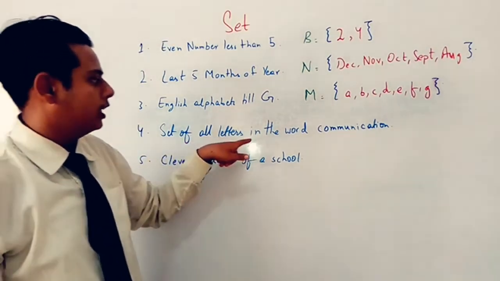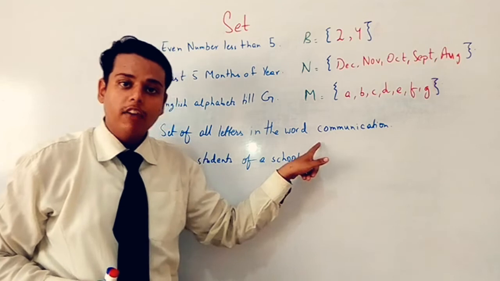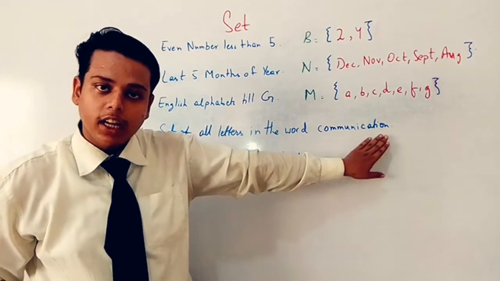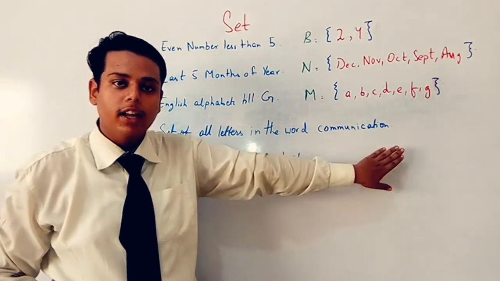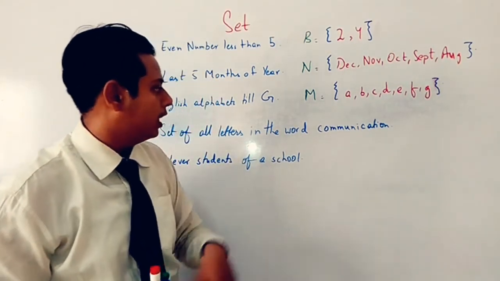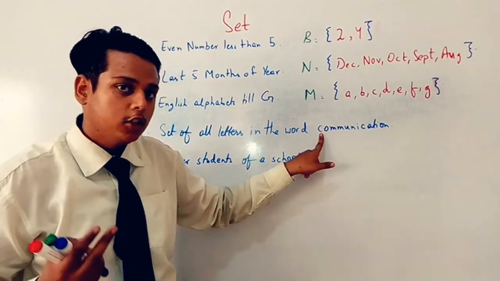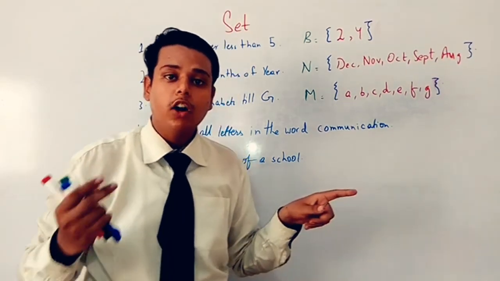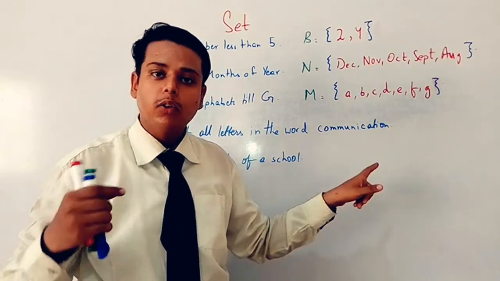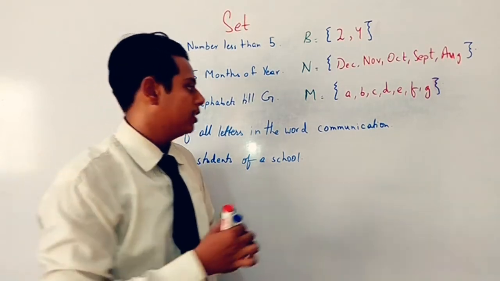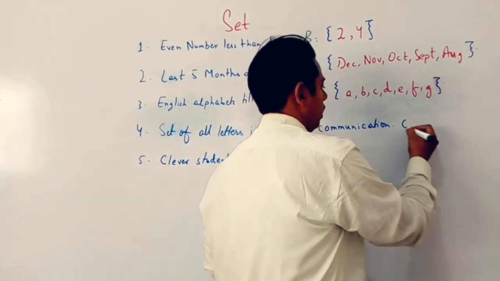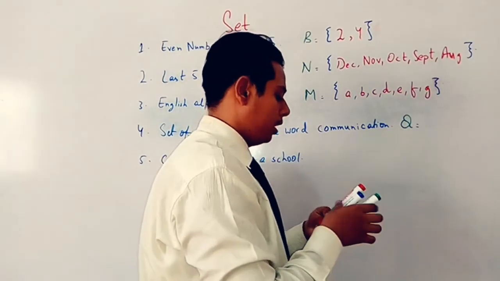Now come to the next one. Set of all letters in the word communication. Now we have to make a set in which we write the letters which came in the word communication. But here, what is the problem? C is coming 2 times. But what did I say? We cannot repeat the alphabets in a set. अगर alphabets लिख रहे हैं हम या कोई भी element है तो हम उसको repeat नहीं कर सकते. So I am supposing a set Q over there.